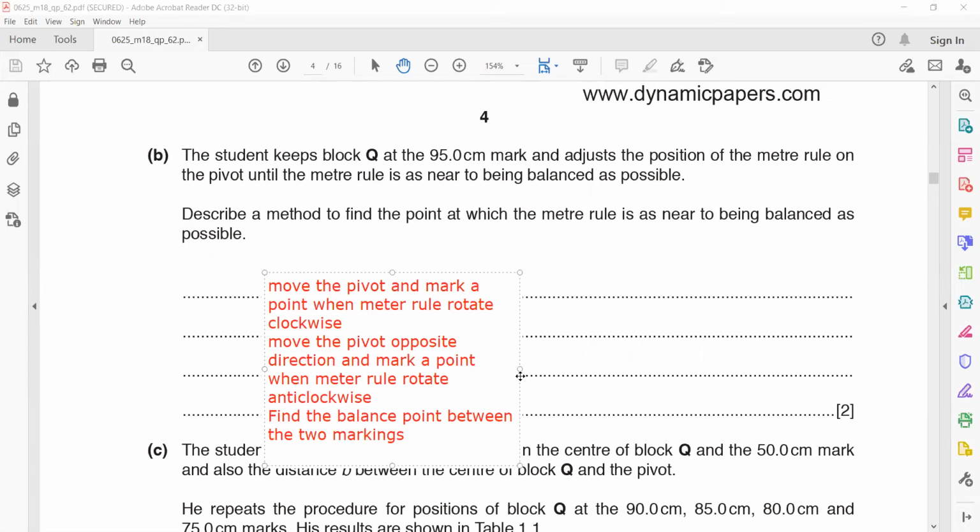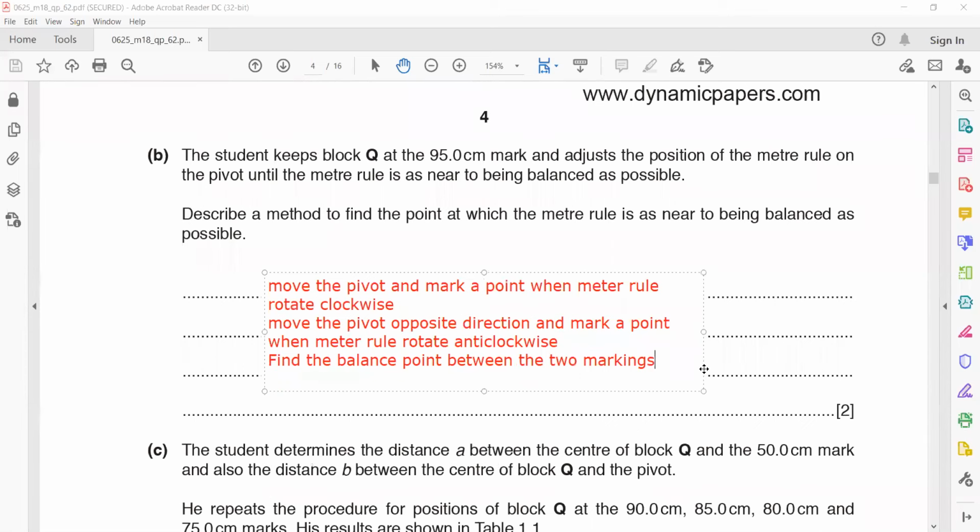So this is how it is done. Like we move the pivot, that's the same thing as in the first answer. I just mentioned that in short: move the pivot to and fro and then find the balancing point. This is in detail: move the pivot, for example first towards the right, then towards the left. So mark or find the two points, one where it rotates clockwise and another where it rotates anti-clockwise, and between these two markings, try to figure out the balancing point. Is it clear?